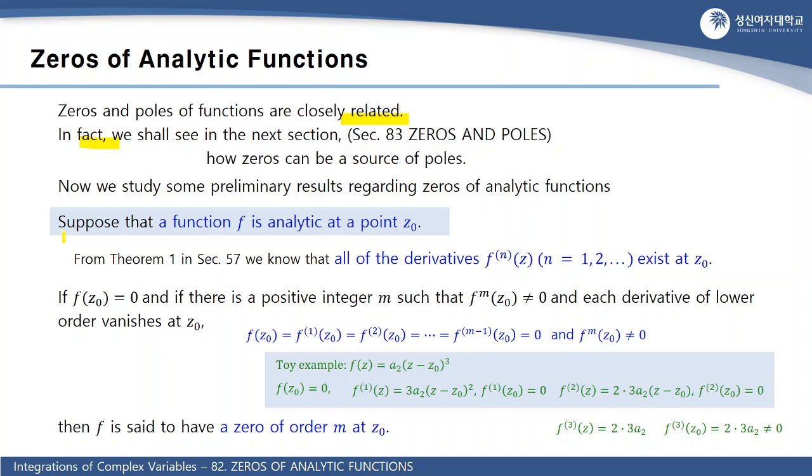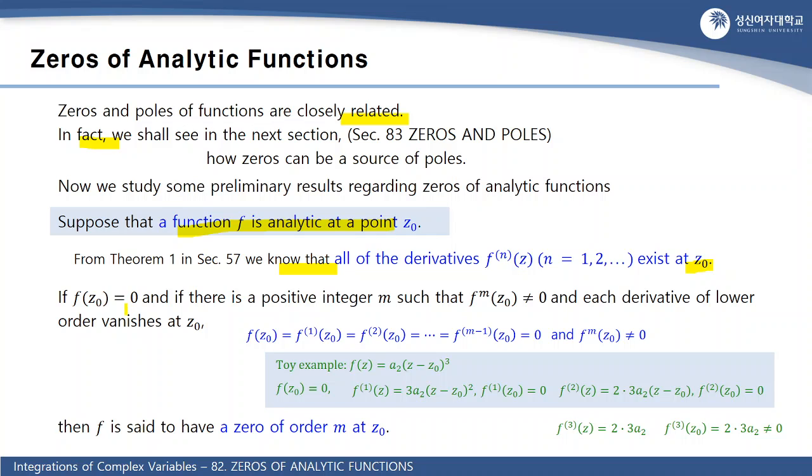Okay, let's suppose that a function f is analytic at a point z0. Then in section 57, theorem 1 says that all of the derivatives of f of z exist at z0. We can deduce this fact from the definition of analyticity of a given function f.